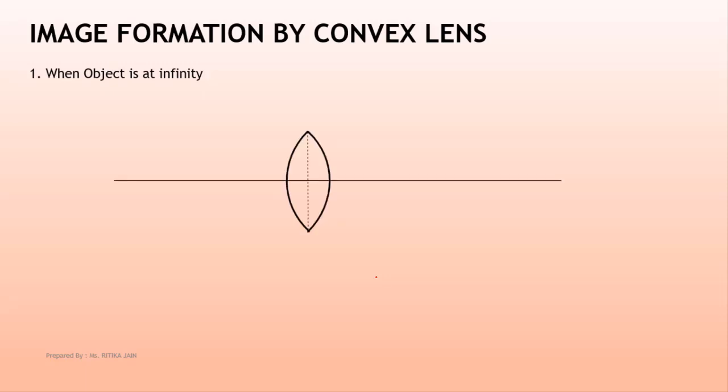This is our convex lens. Horizontal line is known as principal axis. As you can see here, I have drawn a dotted line. Basically, this dotted line separates the two parts of the convex lens equally. We draw this line so that we can get a reference. Okay. So in each of the diagrams, you need to draw this dotted line.